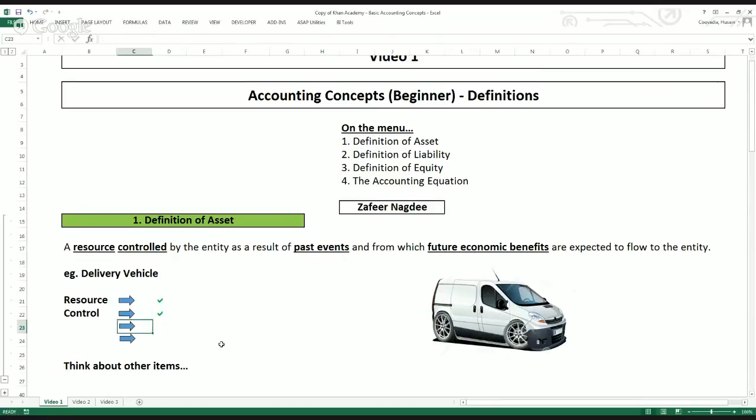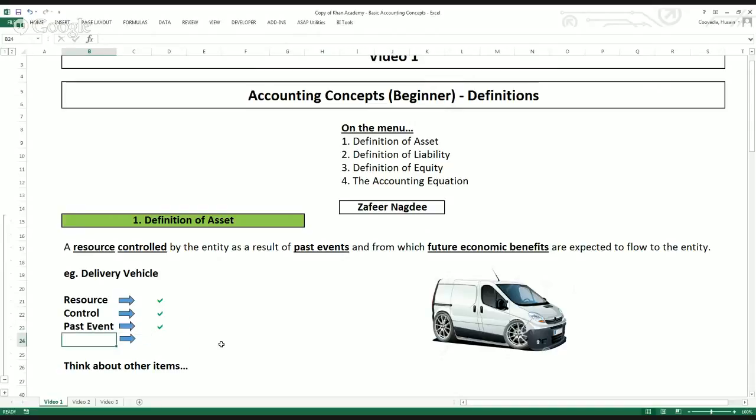Then look at the concept of past event. So a past event, meaning something had to have taken place for us to be entitled to those future economic benefits. In this case, within the context of our delivery vehicle, it would be something along the lines of typically walking into a dealership, signing the papers, and taking ownership of the vehicle. Once we have that vehicle, we can then do with it as we please.